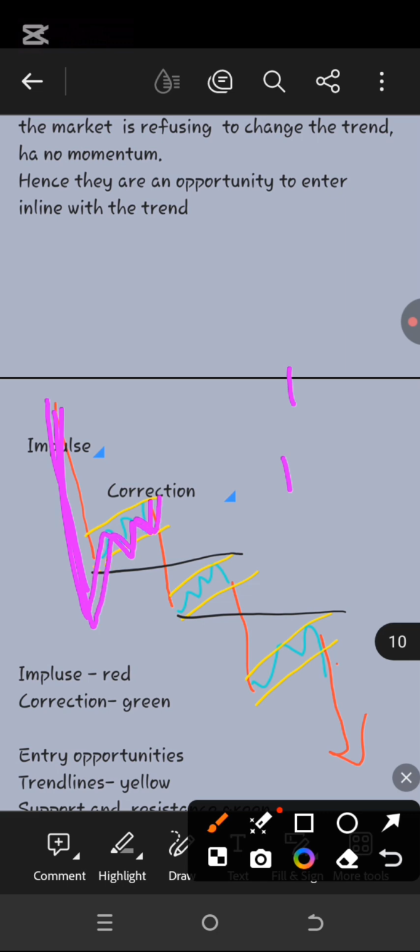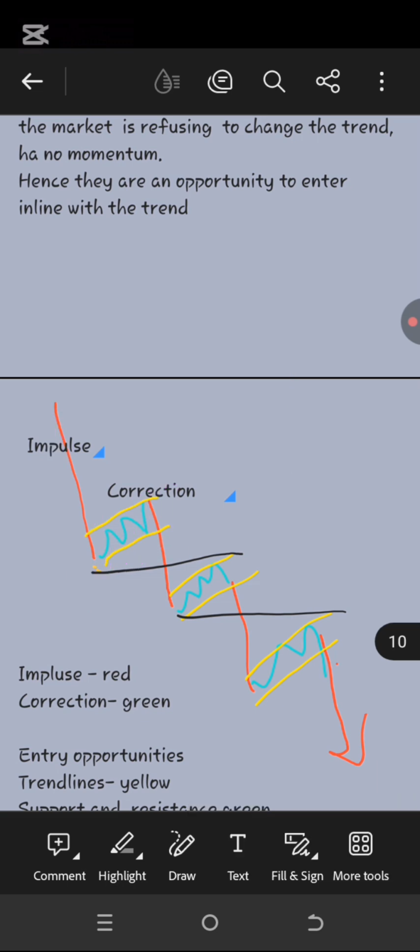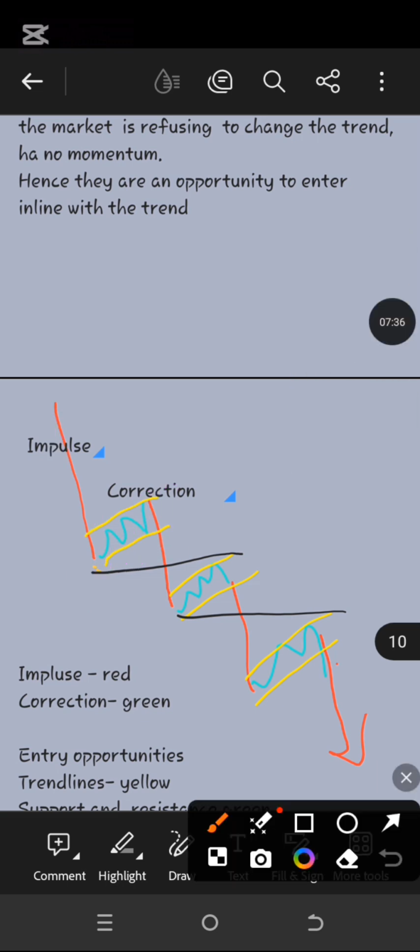Inside this correction is when we want to look for our entries. Of course, it's not going to be perfect always. It's not always going to be a flag, but it can be a wedge or whatever. But that's what we want to look at. We want to look for our entries on these correction levels. You can enter on the retest of the upper trend line, or wait for the breakout. You can also have this type of setup where you've got a breakout, breaking out of this support level over here, and they pull back to that support level. It's now acting as a resistance.